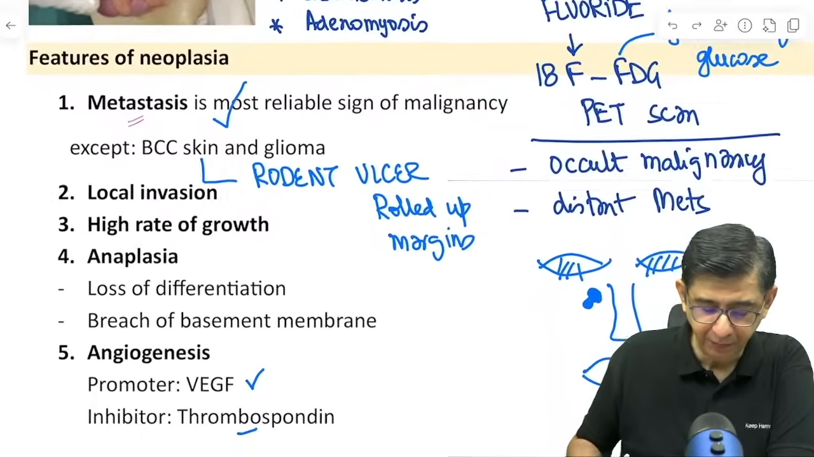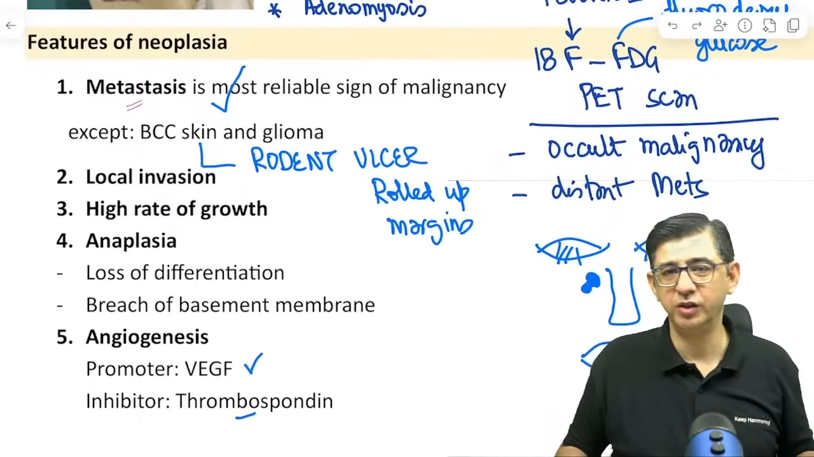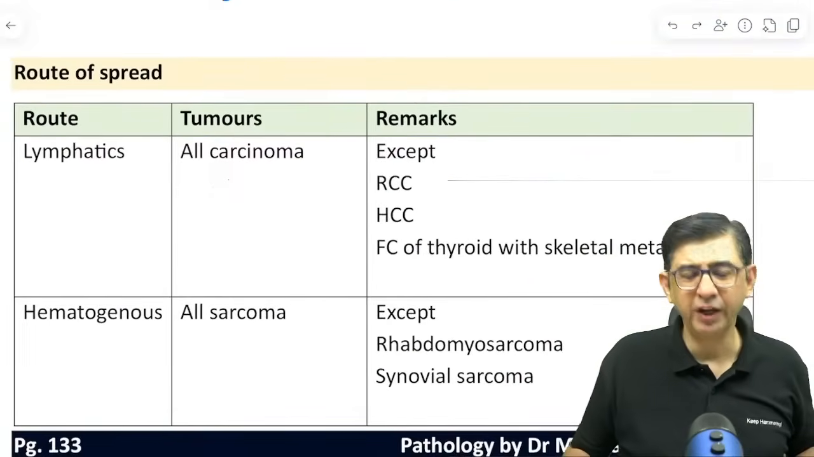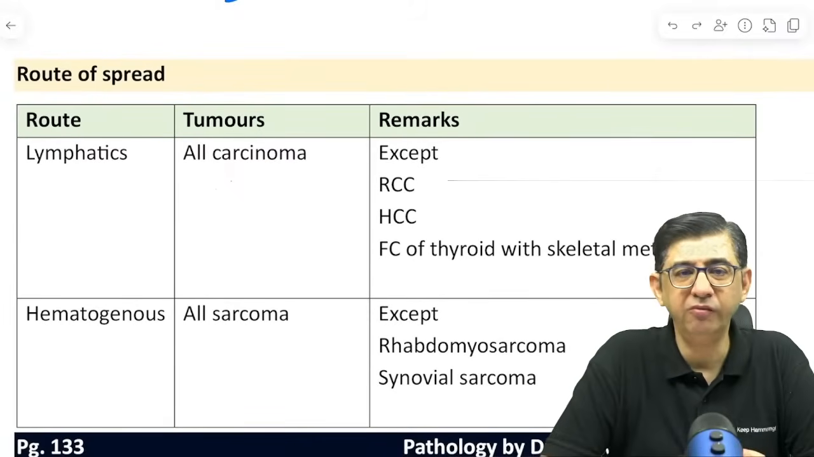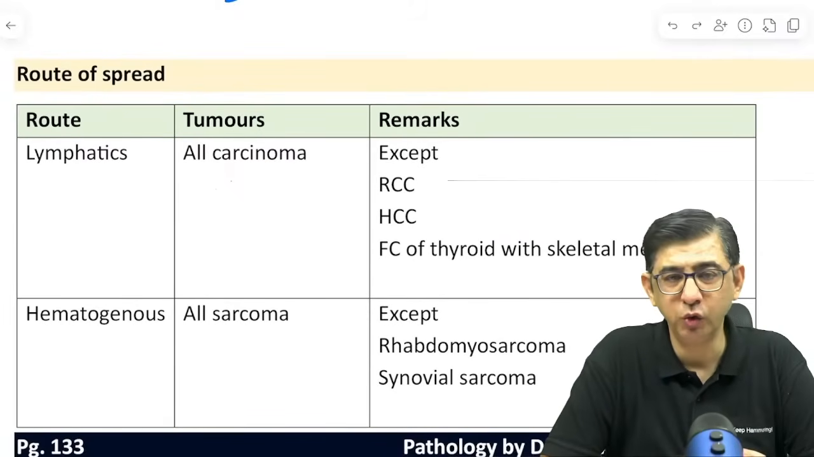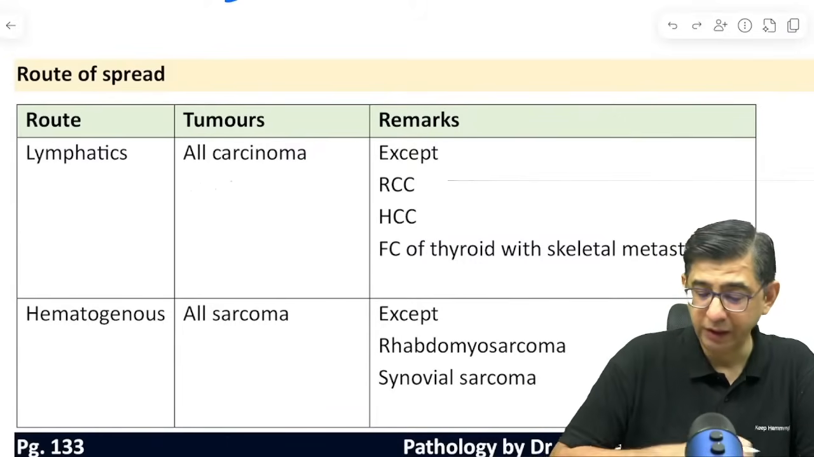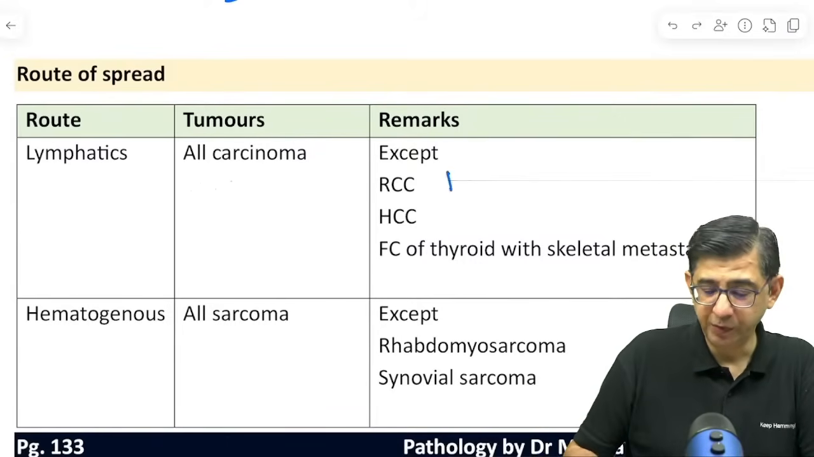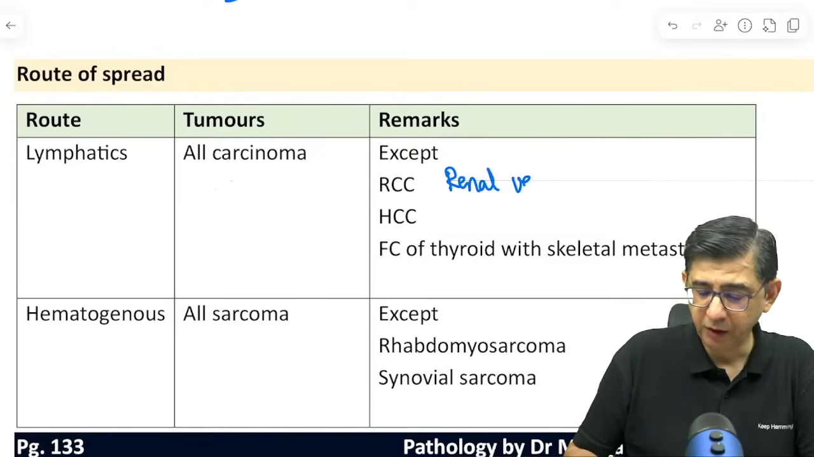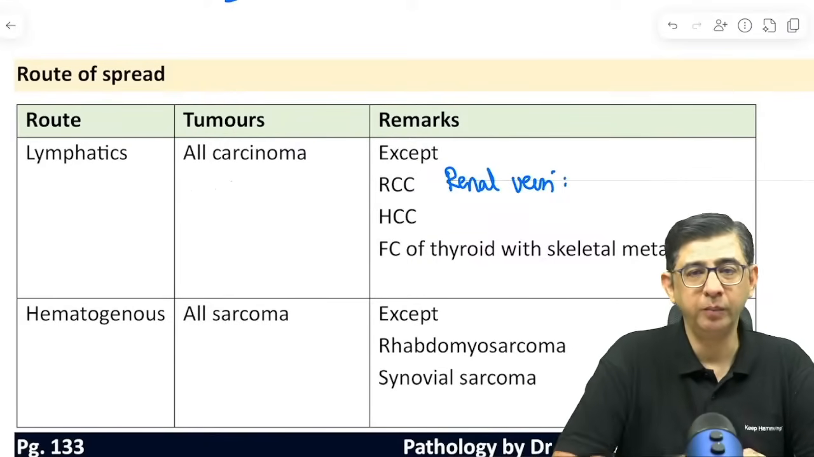And next we'll talk about how these cancers would be spreading. So most of the time the cancers would be spreading either via lymphatics or via hematogenous route. But then there can be exceptions to the rule. Like if I'm talking about lymphatics, the renal cell carcinoma, that will spread via the renal vein. The clinical manifestation of this would be tumor embolization.